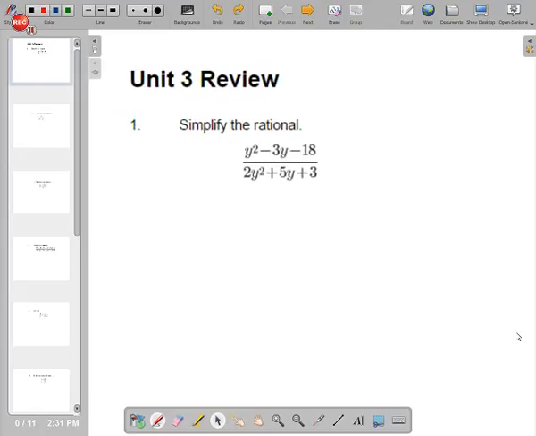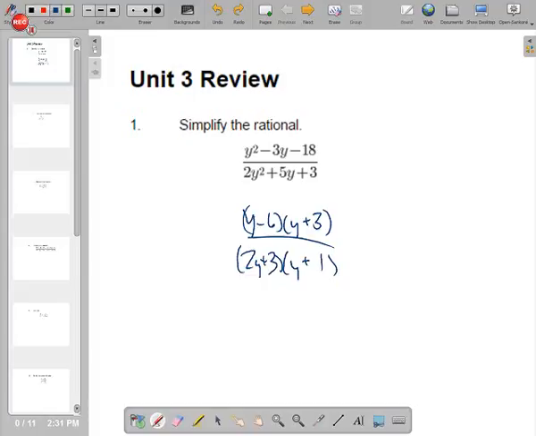Alright, Unit 3 is rationals. So if it says simplify a rational, what you need to do is factor the numerator. So if I factor the numerator, it's going to be y minus 6 over y plus 3. And I factor the denominator, 2y and y. Let's see. I want plus 1 plus 3.